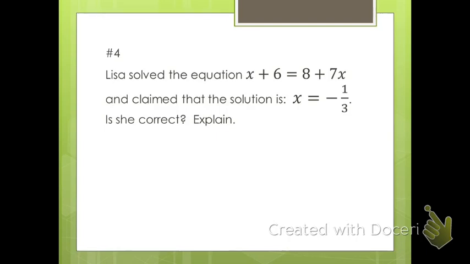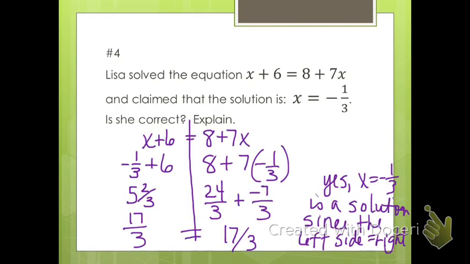Okay, now work on number 4 and come back and check your work. All right, here's my work for this. This one ends up being a solution. The equation is here, and I'm going to check the left side, check the right side, and see if they're the same. So I put in negative 1/3 for x. 6 plus negative 1/3 is the same as 6 minus 1/3 or 5 2/3. Written as an improper fraction, that's 17/3.